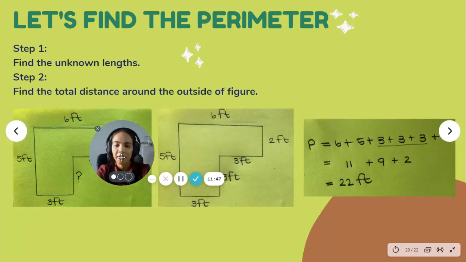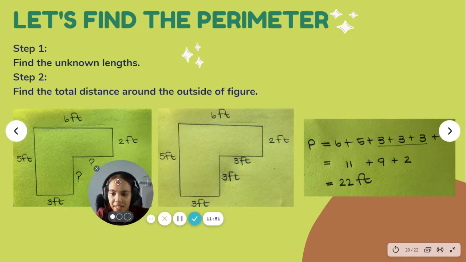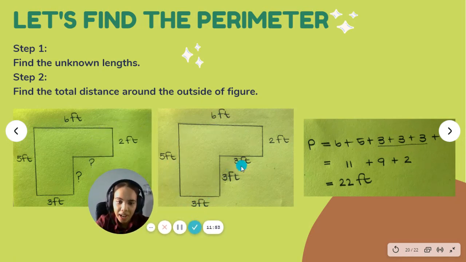So now I can add them to find the perimeter. Perfect. 6 plus 6 is 11, plus 9 plus 2 is 22. Okay.